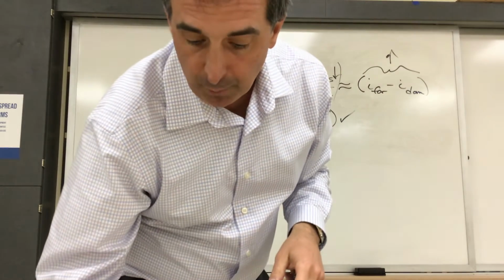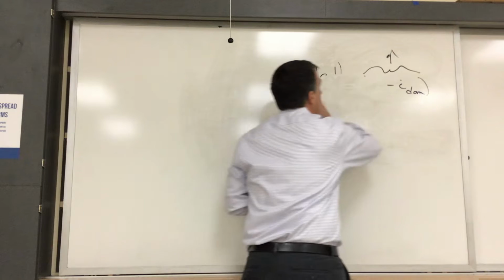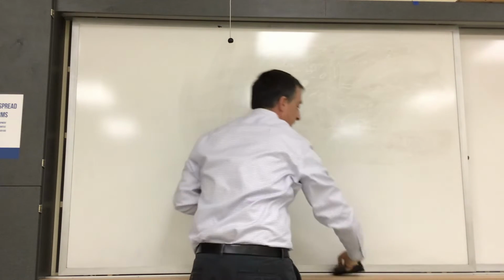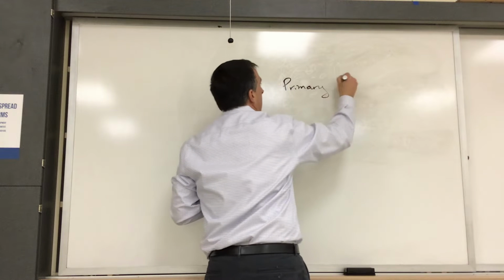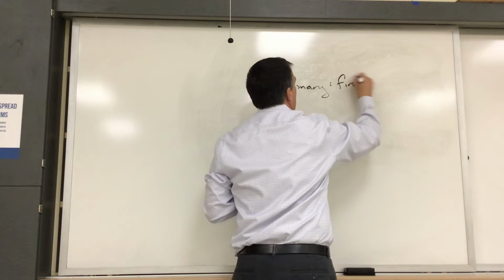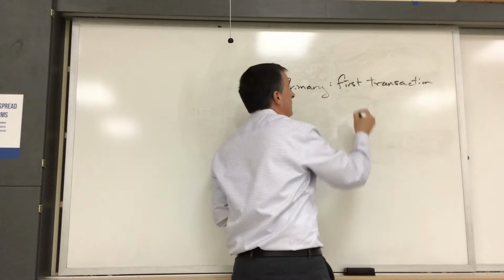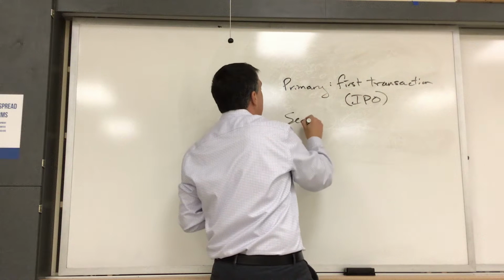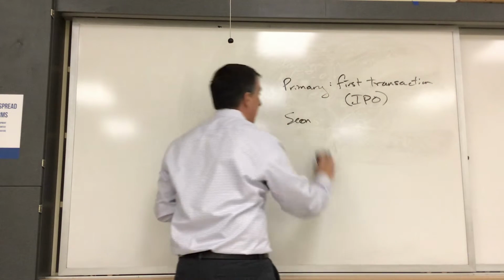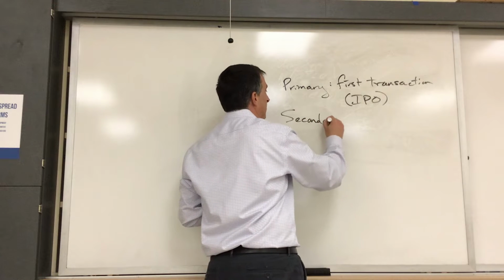Now, question 2, explain one difference between primary and secondary markets. Pretty straightforward. Primary, first transaction, just like primary says, a good example to use is an IPO. The secondary is everything else. Pretty straightforward. That's basically all you needed to tell me.